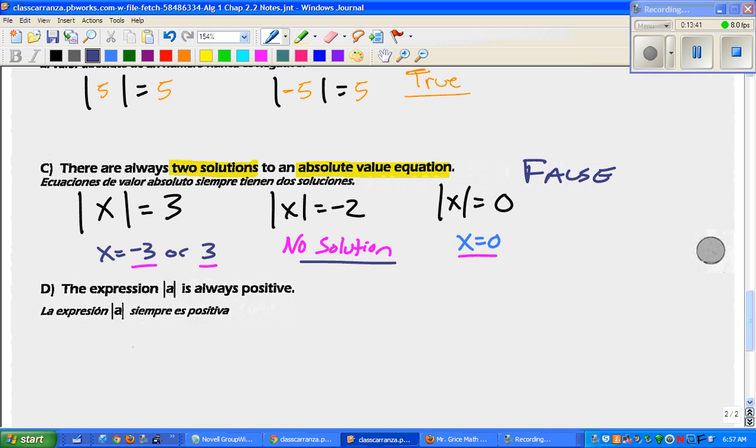In D, the expression, the absolute value of a is always positive. That's exactly like D up here, and we know that that is true.